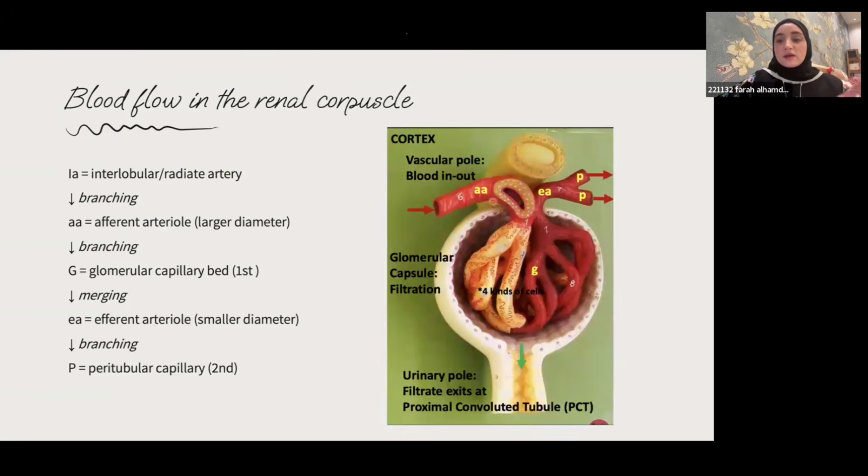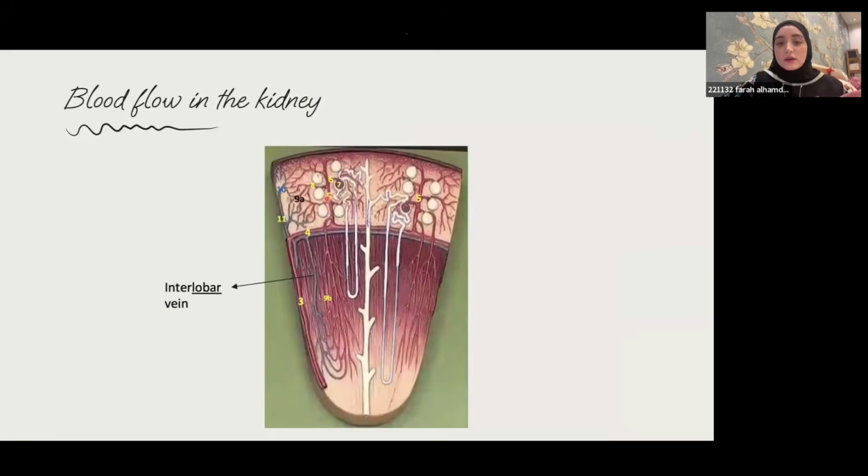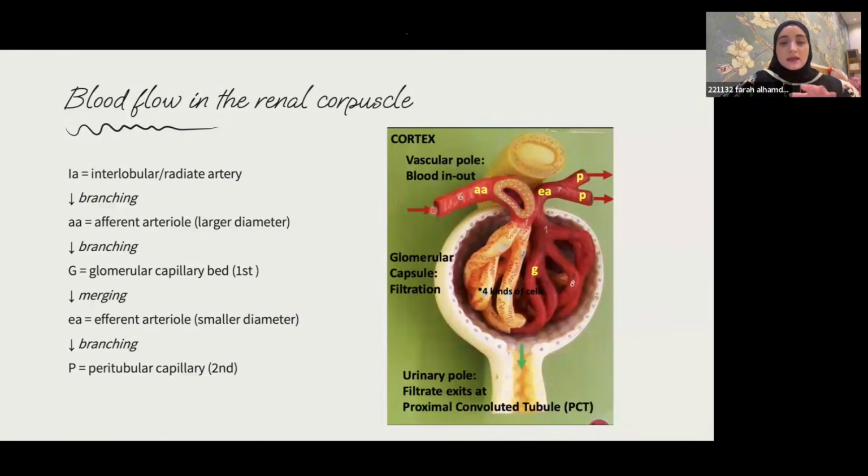Let's talk about the cascade of blood flow in the kidneys. Blood comes from the interlobular, or radiate, artery, which is number 5 here. Then it branches, making a Christmas tree, to make the afferent arterioles, each one going to a renal corpuscle. These afferent arterioles branch to make the glomerulus, which is where the filtration and the urine filtrate formation happens. And then they branch to make the glomerular capillaries.